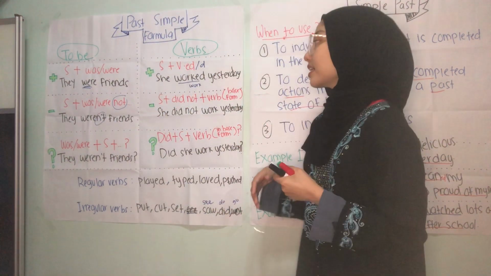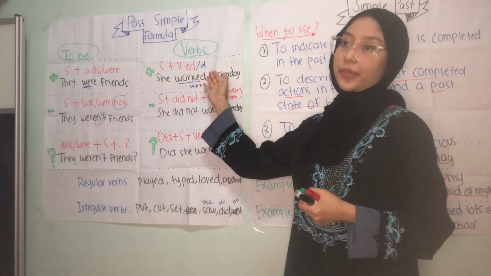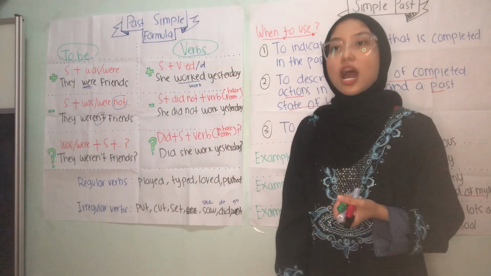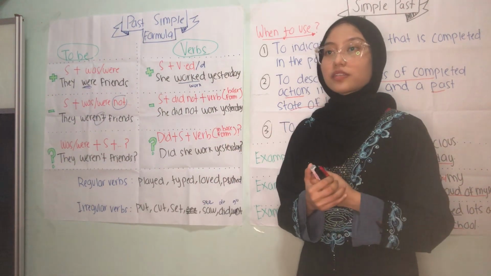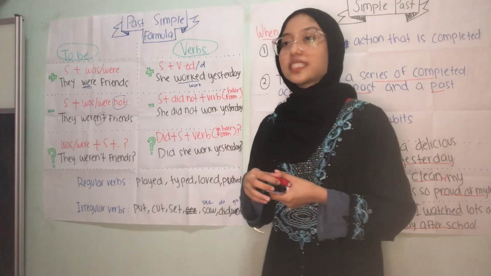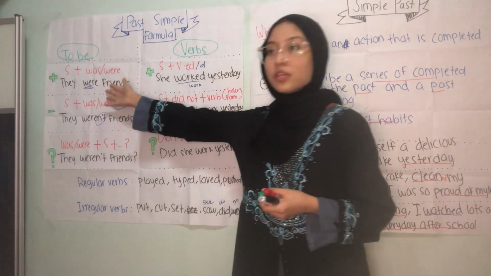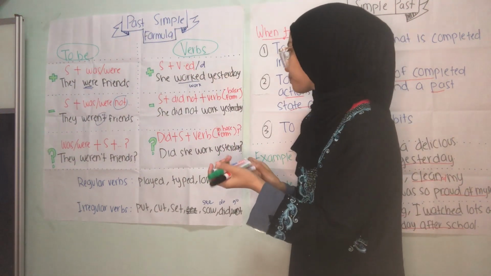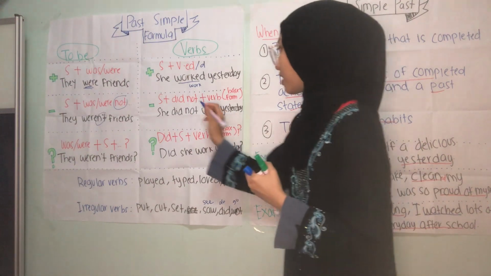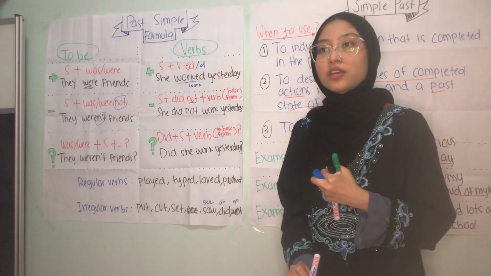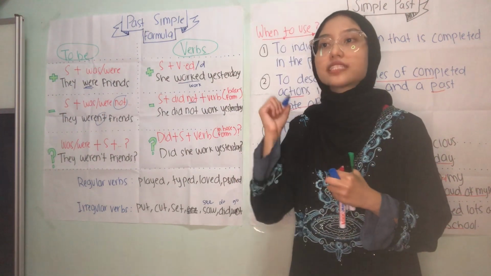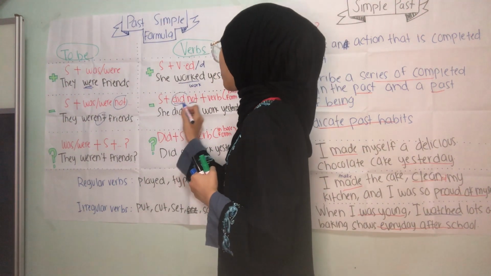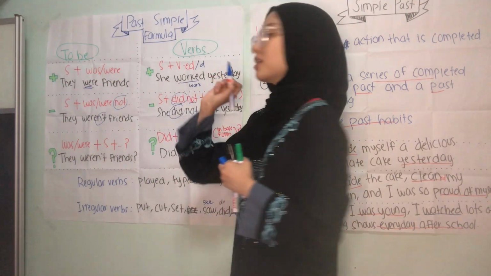So, she worked yesterday. Now what if she was absent? How do we make it in a negative form? Similar to the to be one, we need to add not. But we also need to add the auxiliary verb did. Did here is the auxiliary verb.